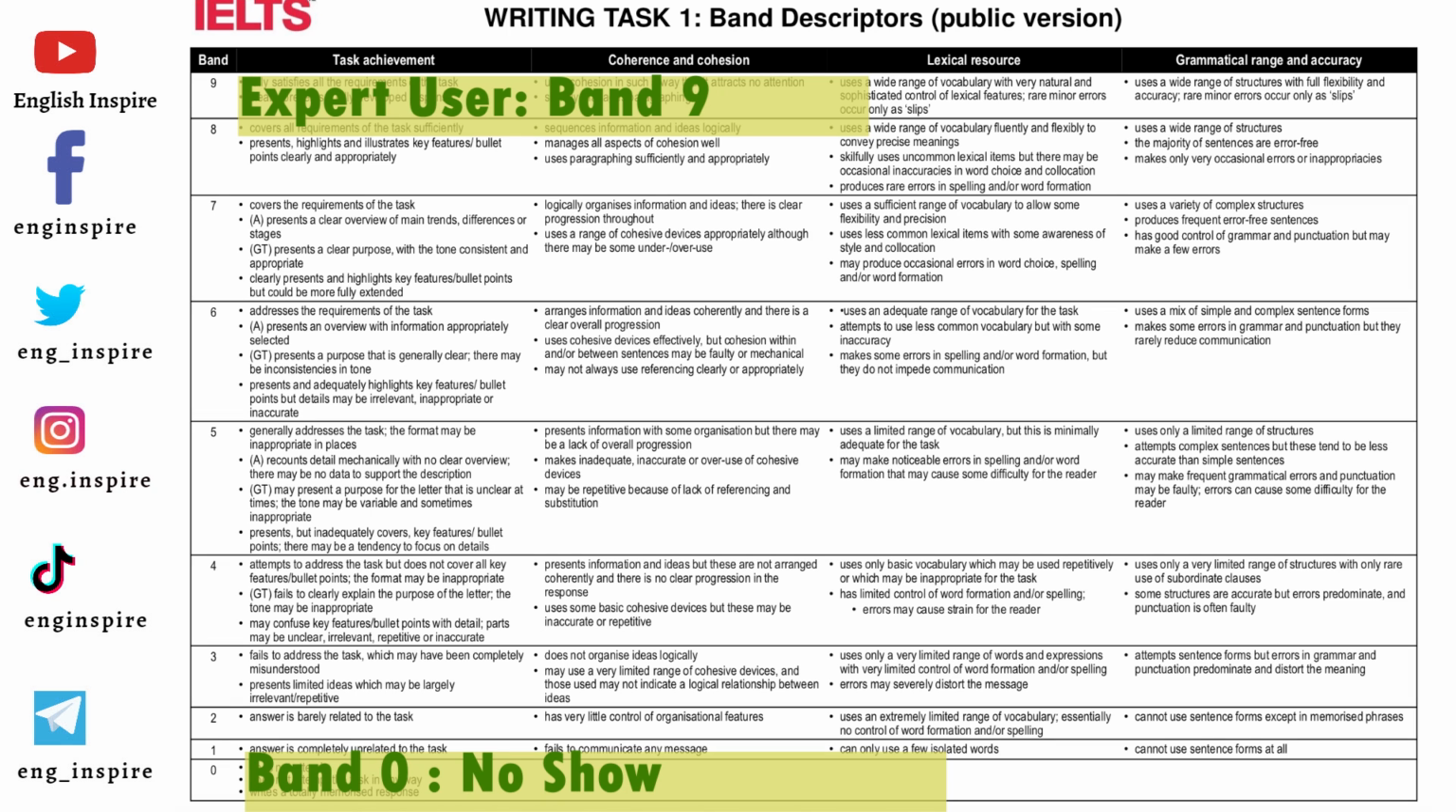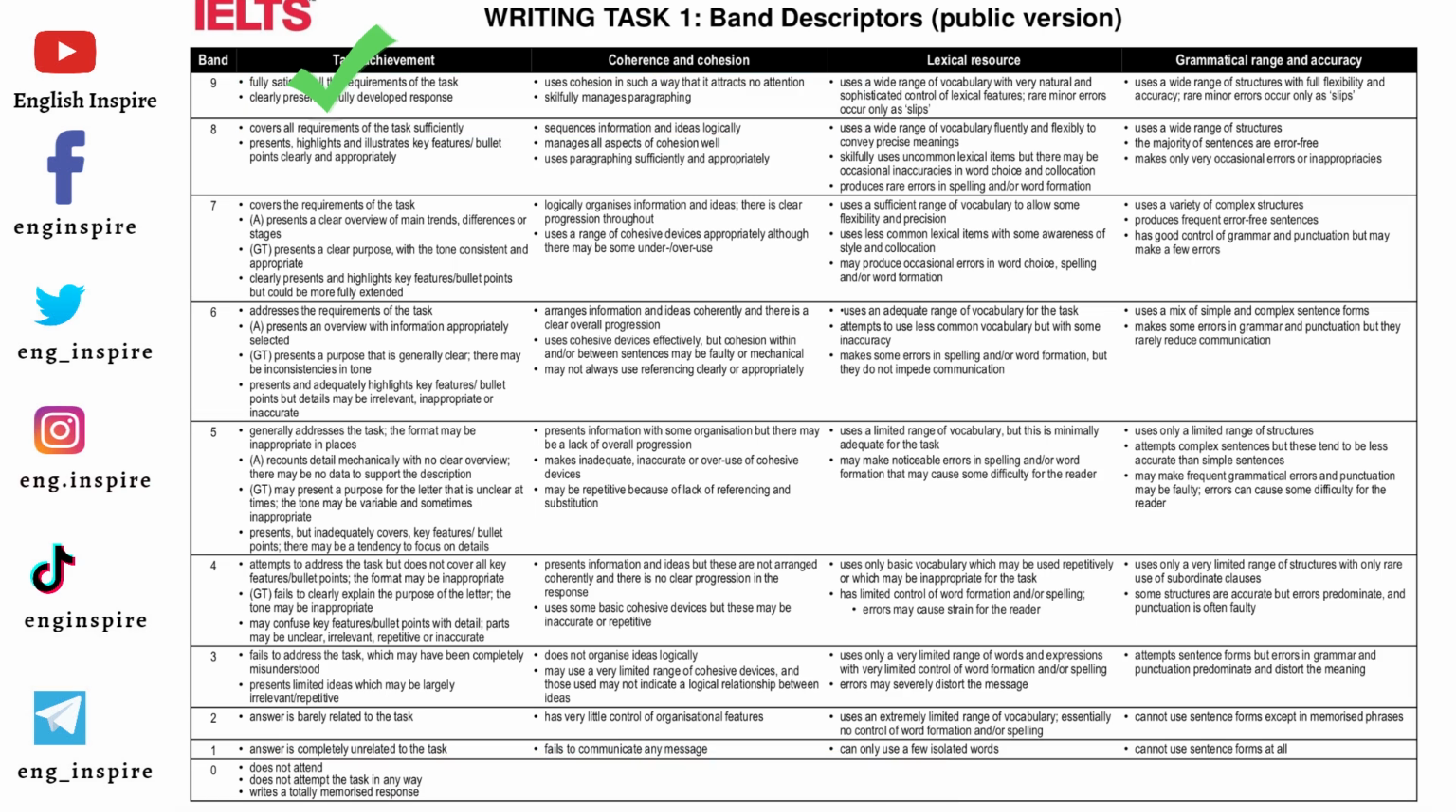The writing examiner gives you 4 scores, one for each of the 4 criteria, and your score is the average of the 4 scores. Let's say you get 9 for task response, 9 for coherence and cohesion, 9 for lexical resource, and 9 for grammatical range and accuracy. Then congratulations, your score is band 9, which is the average of the 4 scores.